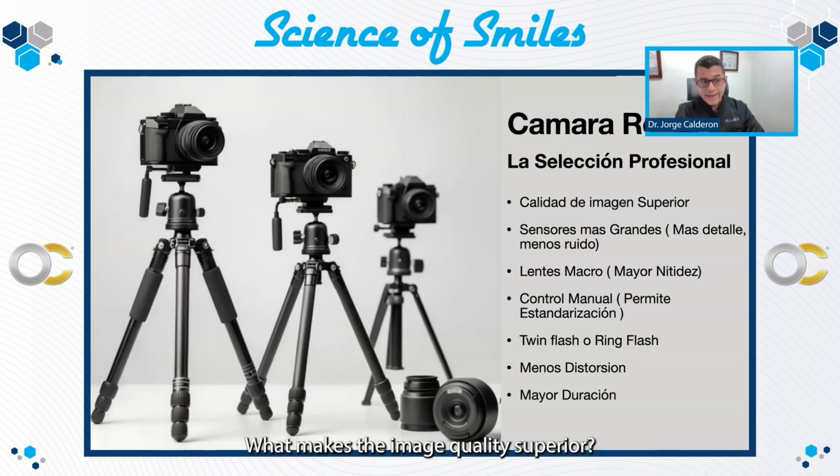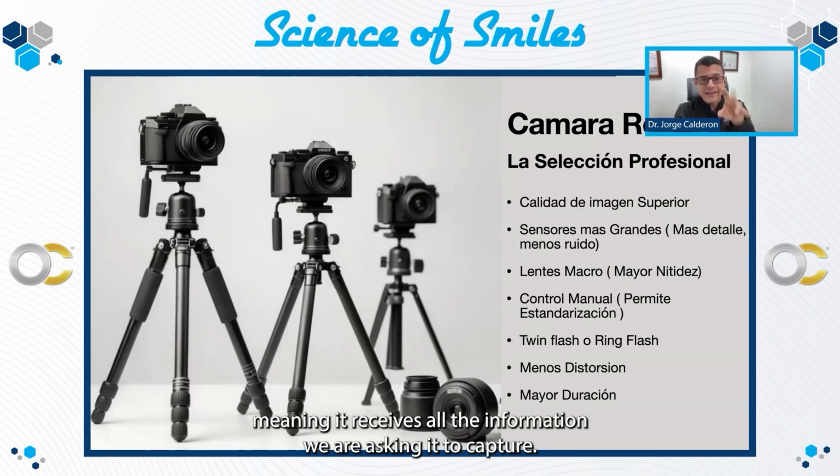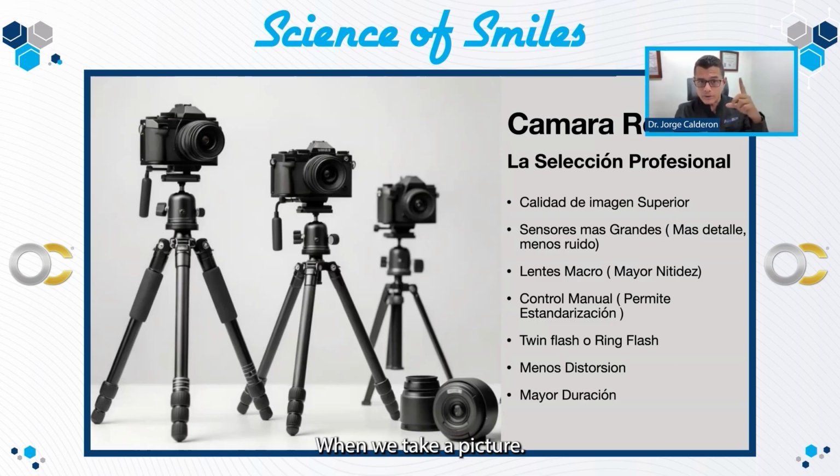What makes the image quality superior? Well, definitely the size of the sensor. The sensor is this element inside the camera that receives the light, meaning it receives all the information we are asking it to capture when we take a picture. All of this will compose an image. So, by having a larger sensor, we will have more details in the image.